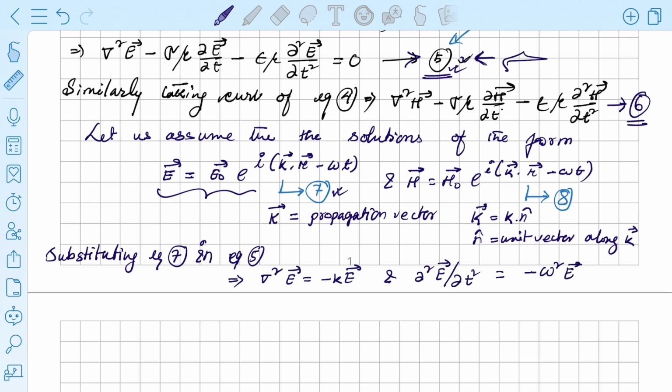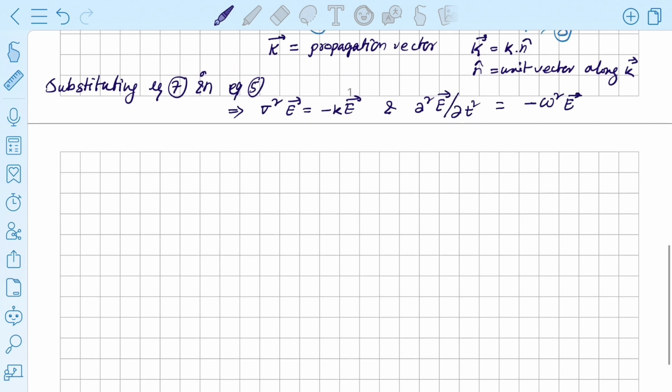So what does it mean? It means that we can use, instead of the del operator, this i k. When you square it, that's going to be minus k square, right? Simply here it's supposed to be k square. And this del t can be written as minus i omega.